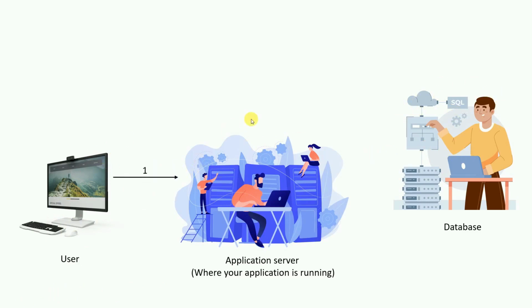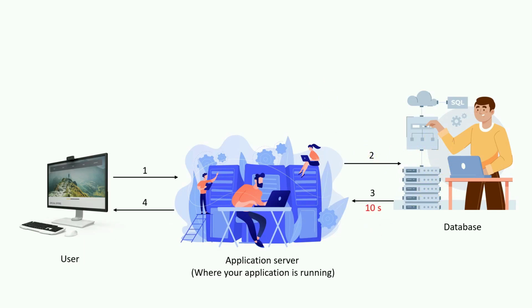So here you can see this. Suppose I have clicked on one button to get some value. It will go to my application. That application will accept that request and fire a query on the database. After that it will process and generate some value and return it to the application. Then the application will return it to the user.